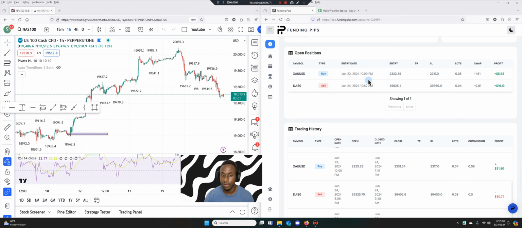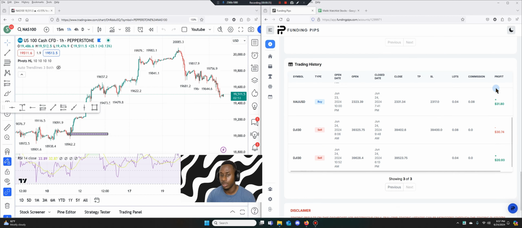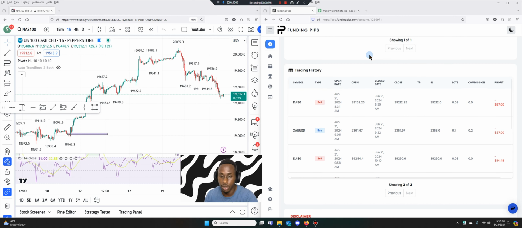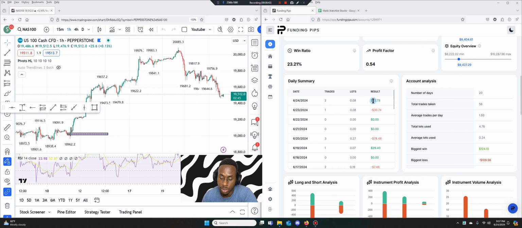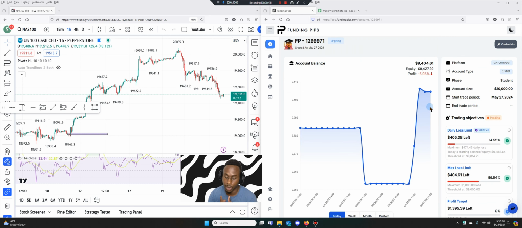So you can see Dow Jones is up 16. That's one position, and gold is up $5. But I already took partials of 31 and 20, so my risk is basically covered on these trades. Overall, I made 52 today, and you can see the account is coming back up. Let's get into the trades.